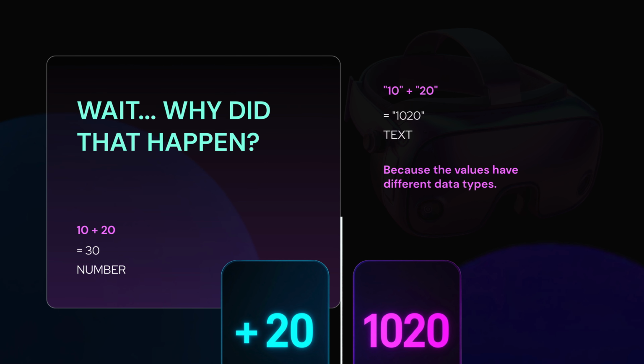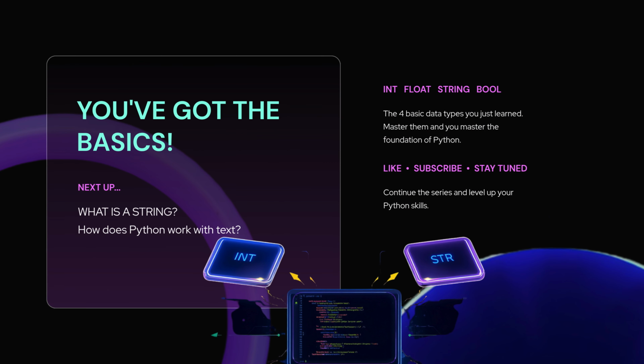So, let's quickly recap. Int means whole numbers. Float means decimal numbers. String means text. And bool means true or false. The key idea is simple. A variable stores a value. And the data type tells Python what kind of value it is.